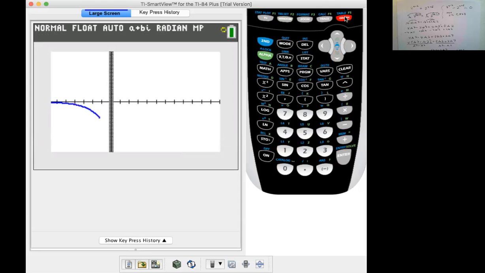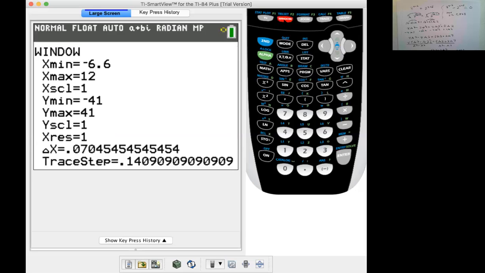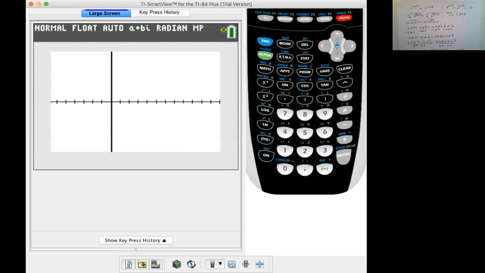Where is it crossing? Can we see it? Not yet. Still vertical. Wow. Okay. Let's make it negative 410 to 410. Does that help? We're seeing more of the graph, so I think that's probably good. That's a little bit better.